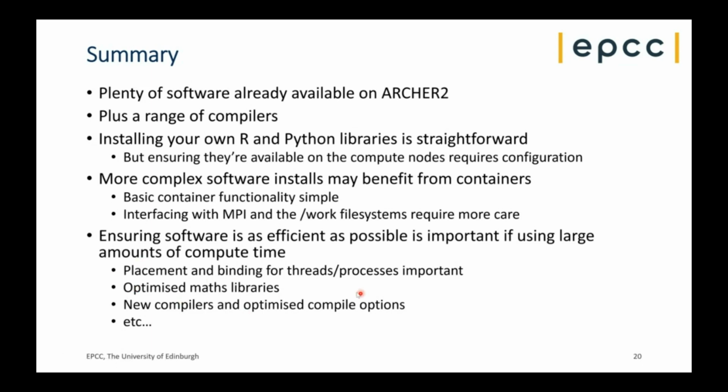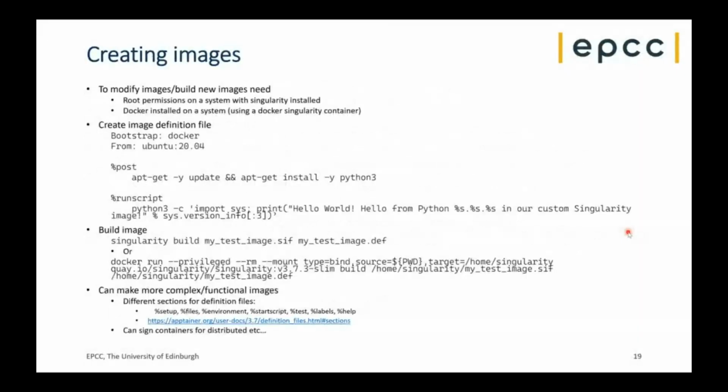And as before, making sure we use the system efficiently is important. So placement and binding, as we've already seen, using the optimized math compilers, making sure we use up-to-date compilers and optimized compile options are always important, particularly if you're going to run jobs that are going to use large amounts of computational resources. If we can make them 10, 15, 20% faster by switching to a new compiler or by making sure the placement is exactly optimal, then that's a worthwhile thing to do. Any questions?